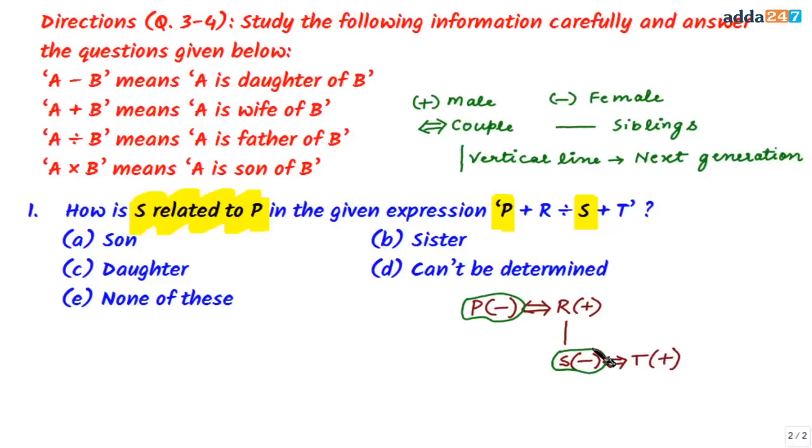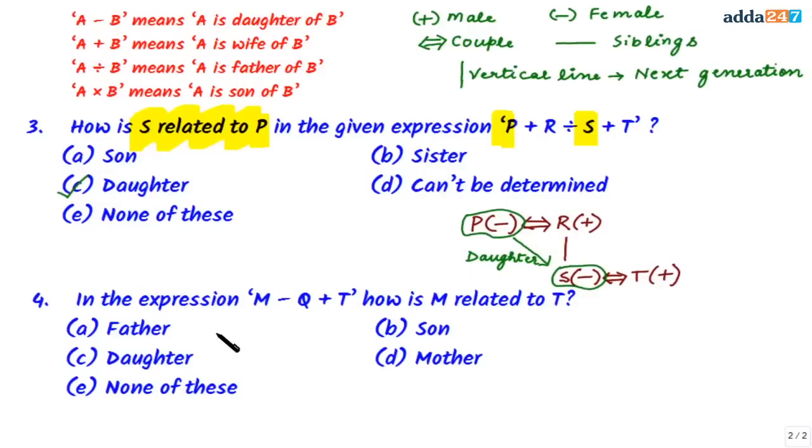Now we can see that R is the father of S and P is the wife of R. So definitely S is daughter of P. So the correct option here is option C. Let's do question number 4.